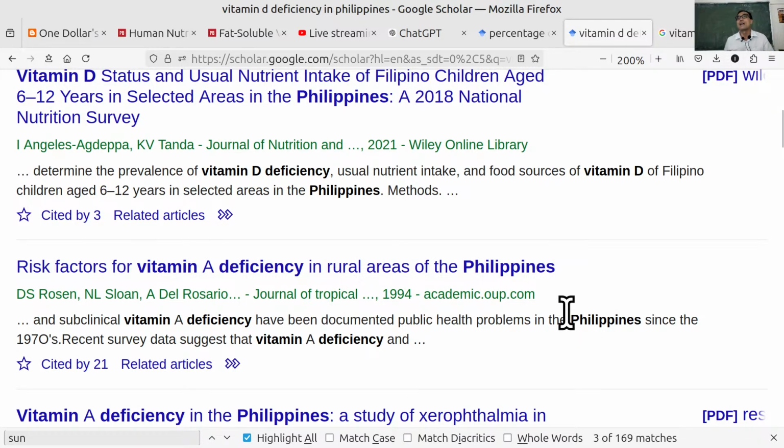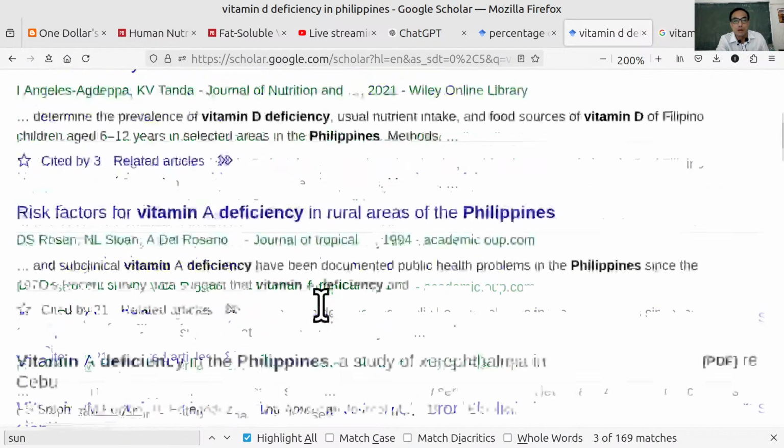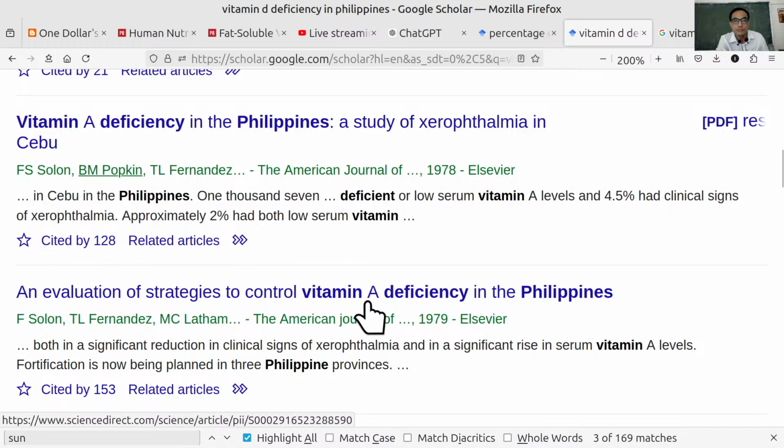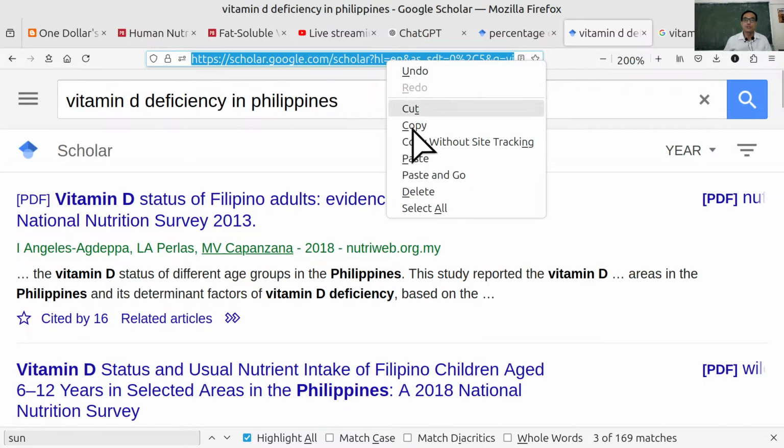So again, it's not an easy way to answer my question. Hi, $1, let me tell you, the deficiency in my country is 25%, 60%, 70%, because it has different age groups. This one is from 6 to 12. This one is from adults. This one is vitamin A deficiency in Philippines. So okay, let me send this to you.